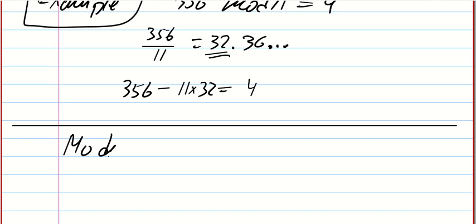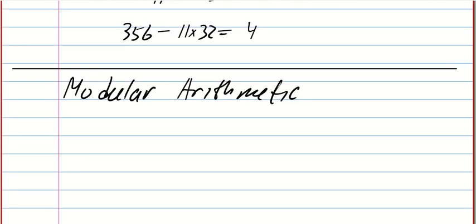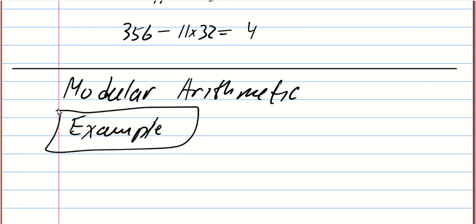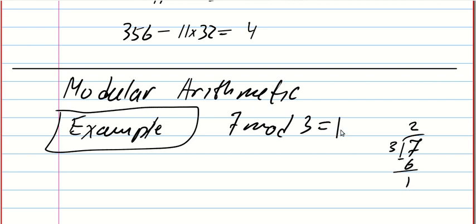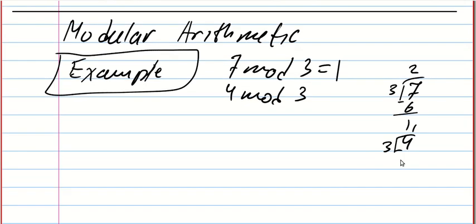But let's talk a little bit about modular arithmetic. Modular arithmetic is relatively easy. Let's look at a few examples, and from the examples we'll create some rules. If we take 7 mod 3, what would be the answer? If we divide 7 by 3, we get 2, we subtract, we get 1 as a remainder, so the answer is 1. Then 4 mod 3: 4 divided by 3 is 1, and you subtract 3, you also get 1.